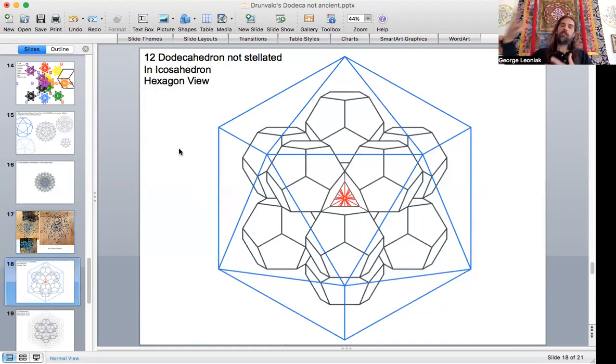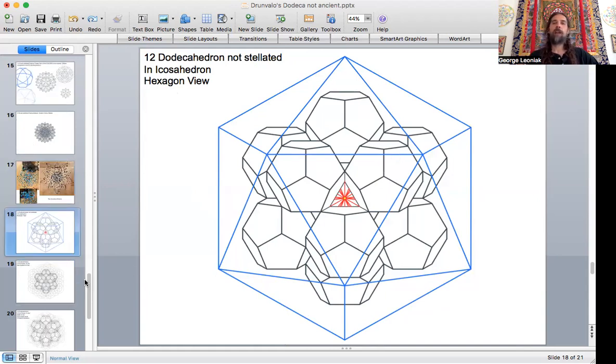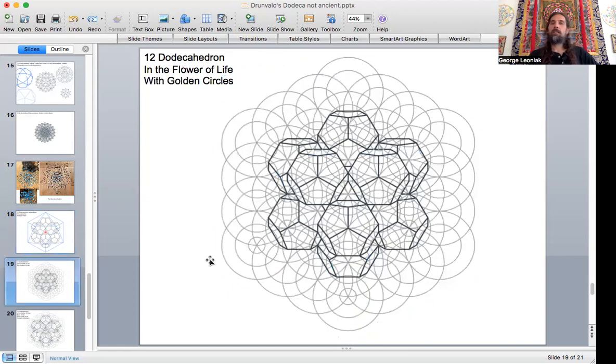Okay, so I've readjusted back to our 12 dodecahedrons. Here they are. Now I'm back in the hexagon view. Here's the icosahedron. So I have that drawing too, and I wanted to kind of wrap up. These are the inner lines that would be all inside the dodecahedron going to our central spot. There's two ways that I did this drawing, and one I decided to do within the regular flower of life pattern with the golden circles.